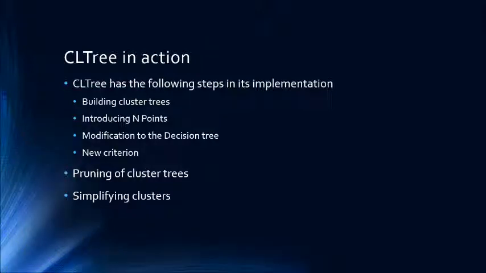Now, CLTree has several steps for its implementation. You can see that some of the basic steps are that you have to build a cluster tree. It also introduces endpoints. There is a modification of the decision tree, where they use a new criterion. They have a modification on the criterion that is applied in the algorithm, and they have a different way of pruning the cluster trees as well as simplifying the clusters.